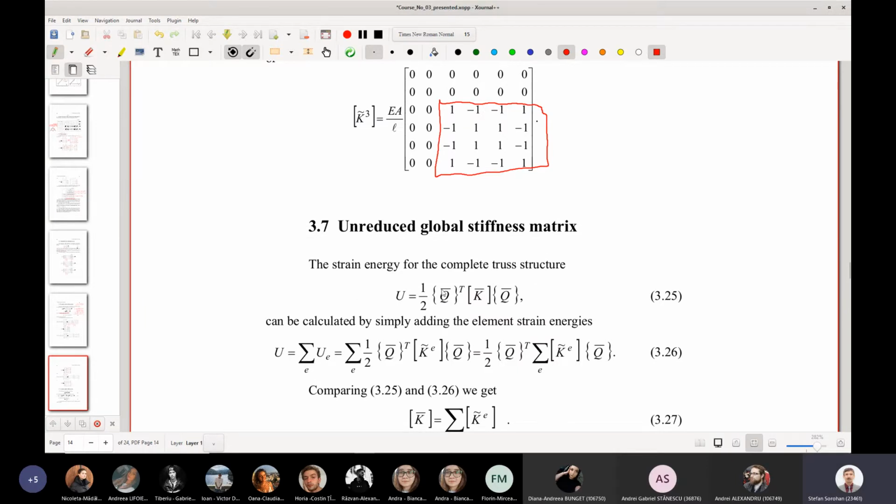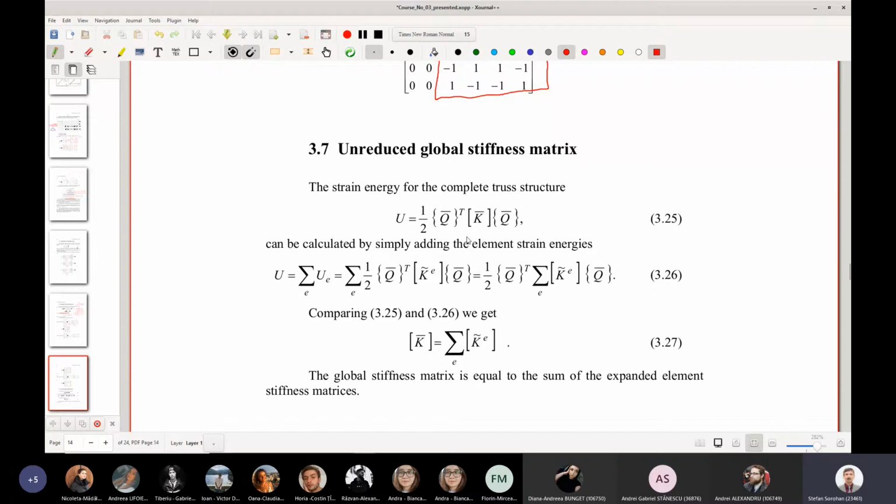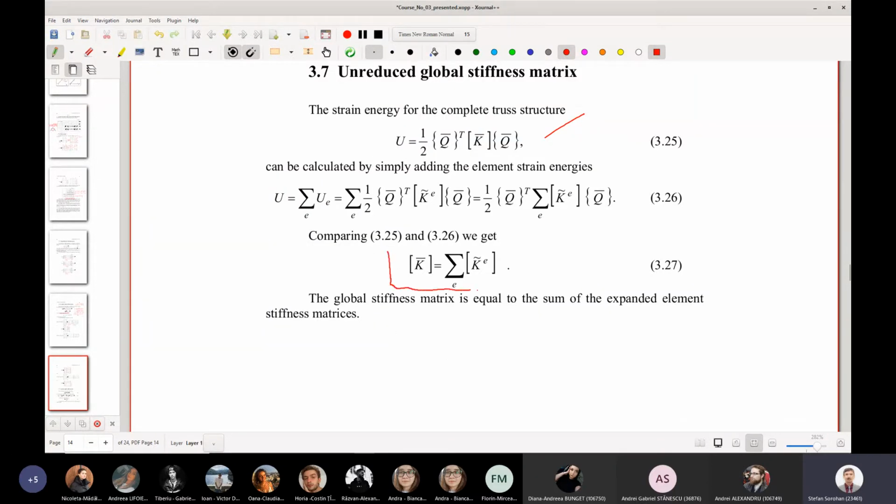So in this case, the unreduced global stiffness matrix, according to these rules, using again this relationship here, but this time the strain energy is written using this global stiffness matrix. And if you put for Q bar and Q bar again the relationship which was written before, you can write this expression here, and we observe that the global stiffness matrix is the sum from E equal to 1 to the total number of elements of the element stiffness matrix.